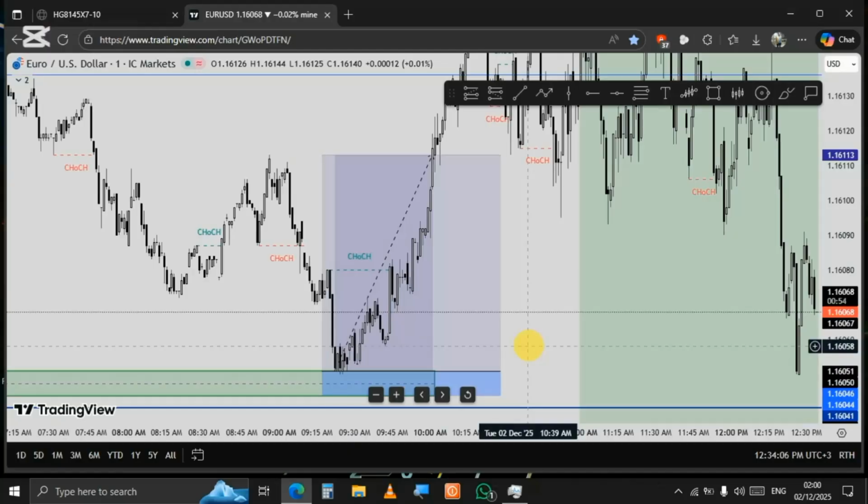You can also restrict it to one session, but I trade it wherever I see the setup. I put on my limit orders and wait. So that's the strategy, guys.